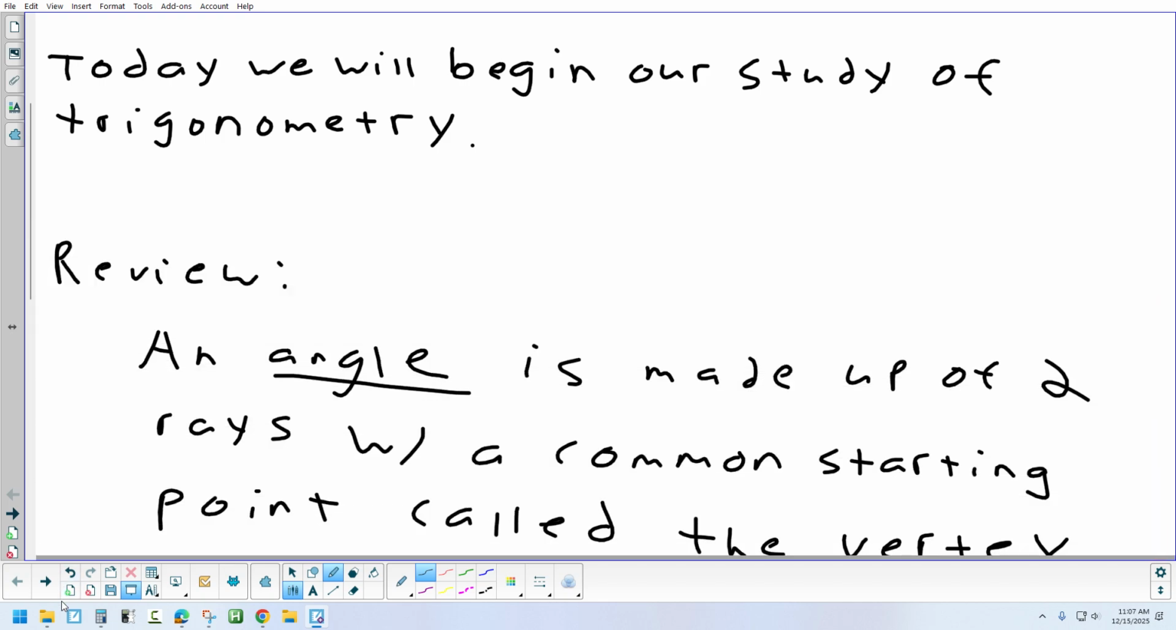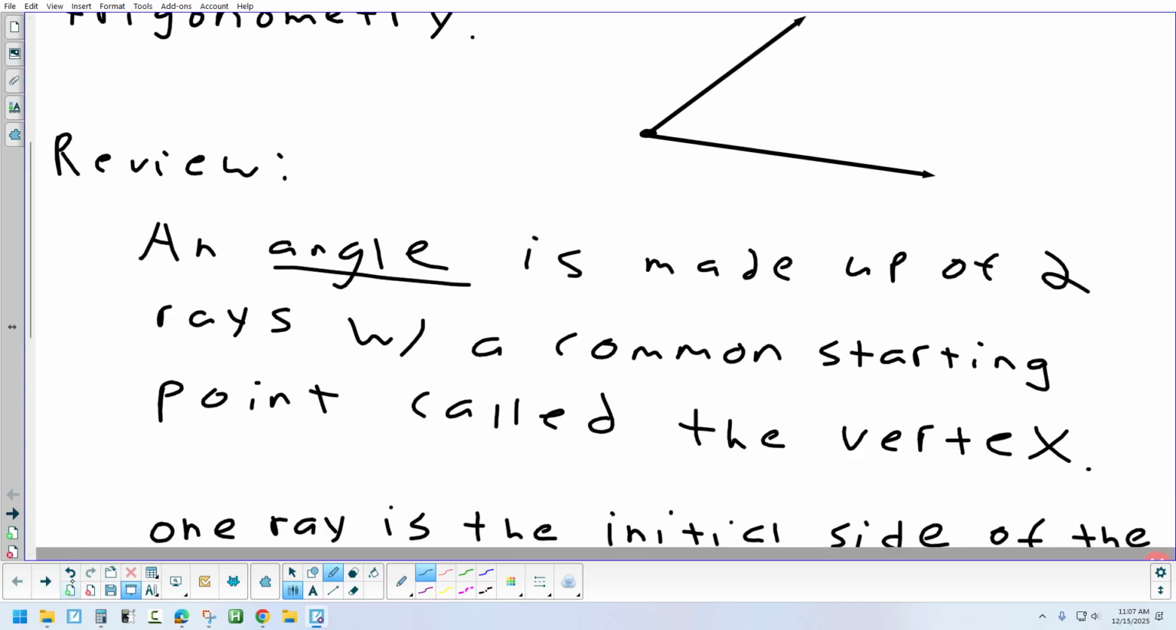So start out with what is an angle? Well, if you're drawing an angle all by itself, then an angle is made up of 2 rays, and the rays have to start at a common point that we call the vertex. So there's an example of an angle right up there. 2 rays with a common starting point called the vertex.